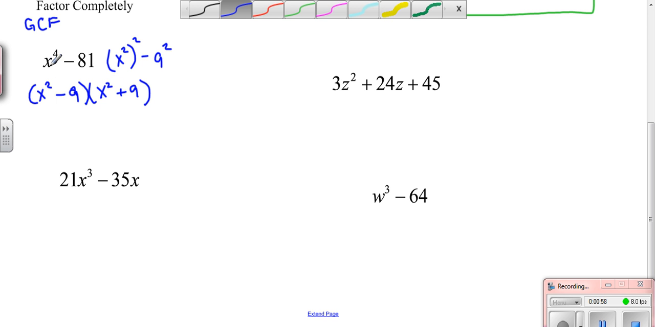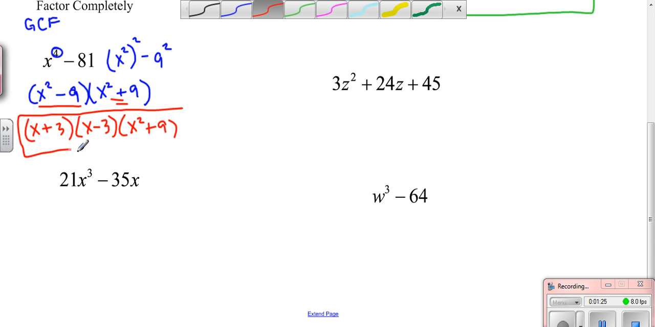Since we started with a power higher than 2, we always have to take a look to make sure that this subtraction part doesn't become another perfect square, which in this case it does. So I can take x plus 3 times x minus 3 for this first part. I can't factor this, and so I have this as my final answer. Everything is completely reduced and factored out.